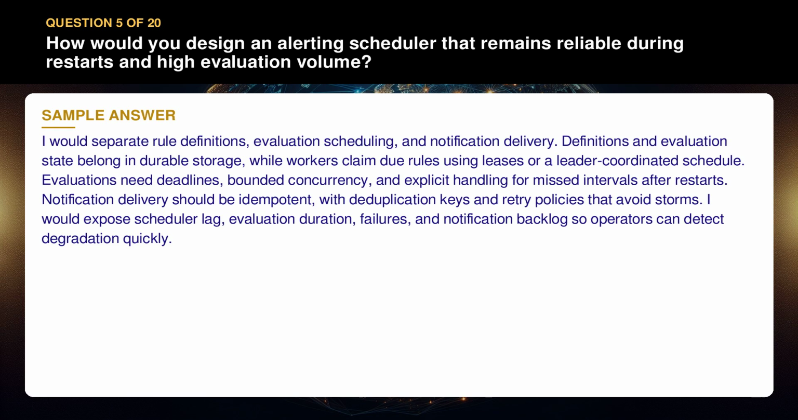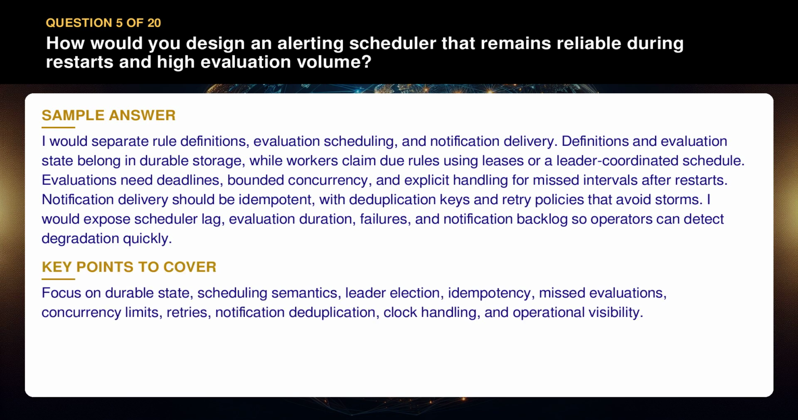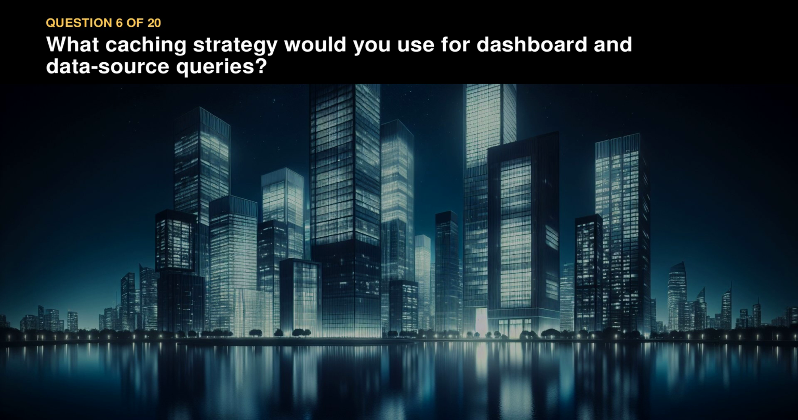Notification delivery should be idempotent, with deduplication keys and retry policies that avoid storms. I would expose scheduler lag, evaluation duration, failures, and notification backlog so operators can detect degradation quickly. Focus on durable state, scheduling semantics, leader election, idempotency, missed evaluations, concurrency limits, retries, notification deduplication, clock handling, and operational visibility.